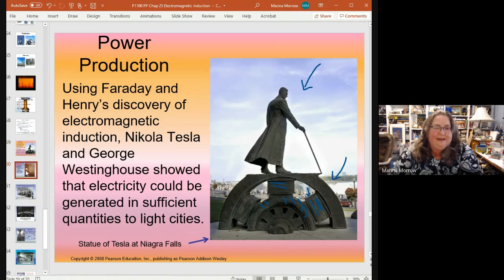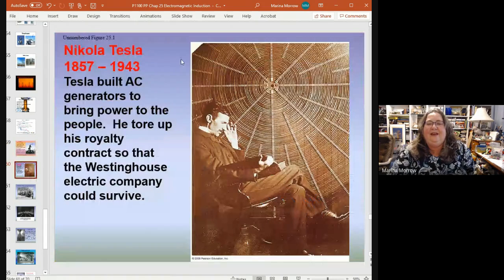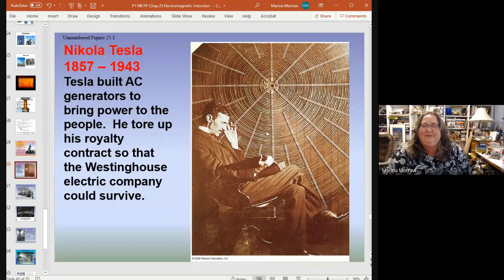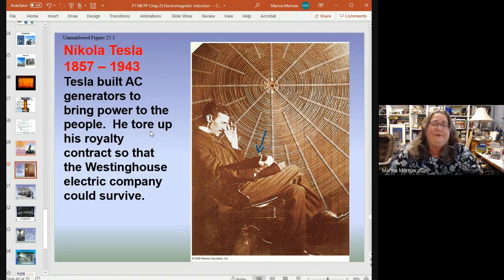And here he is. When you see him in pictures, he's usually reading this book. It's a biology book, but it's by the only other famous scientist to come from his country. And so he would honor him by reading the book when people wanted to take his photo. Anyway, Tesla tried to make energy available for people. He didn't take as much money as he could have out of the company. I'm not sure if he really tore up his royalty contract, but he definitely was interested in getting people to have electricity.